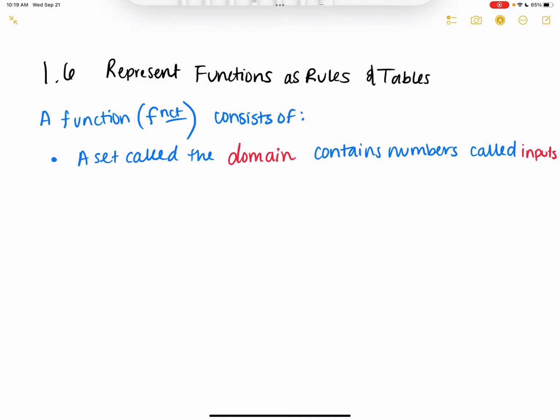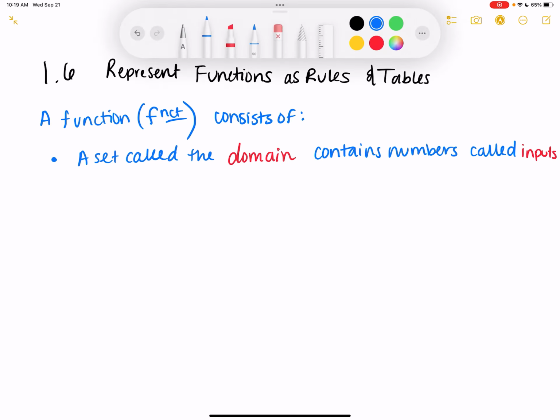And then the other one is a set called the range. It contains numbers called outputs.